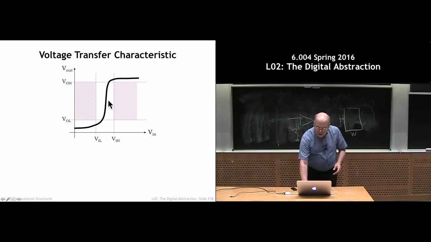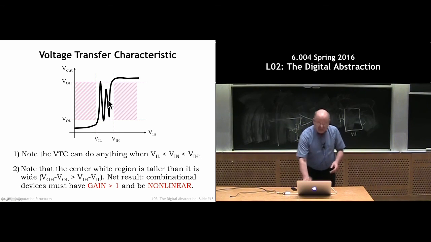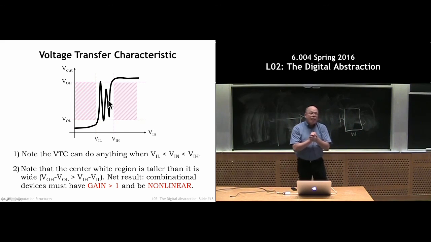So we need to build combinational devices that have gain greater than 1 and are nonlinear. And we need to look for electronic devices that we can use to build our circuitry that have those properties. And as I say, resistors and capacitors and inductors don't got it. So teeing that up for next time, we'll come across some devices next Tuesday that will, miracle of miracles, allow us to build combinational devices.